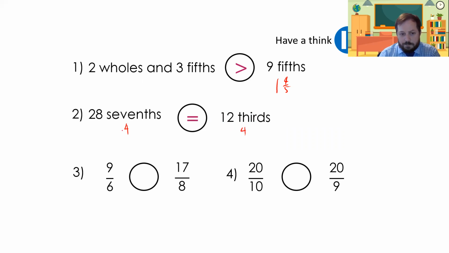So they're the same. 9 sixths. So that's one whole one. That's 6 of them with 3 left over. Now, actually, 3 sixths are the same as a half, we don't need to worry about that for now. 17 eighths. So we've got one whole one, we've got another whole one, and 1/8 left over. So 17 eighths is larger. Here, 20 divided by 10 is 2. 20 divided by 9 would be 2 with 2/9 left over. So that would be larger.